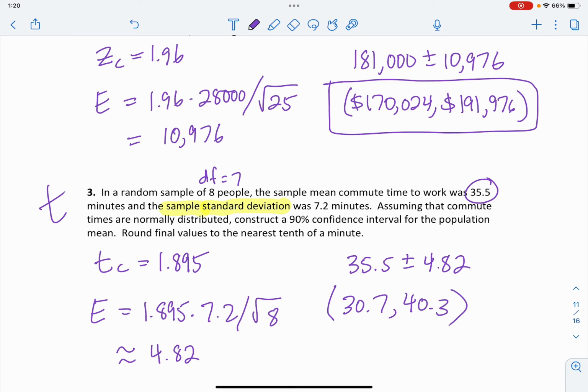Okay. And don't lose sight of the interpretation of these. We are 90% confident that the population mean, right, we're still capturing the population mean, is between 30.7 minutes and 40.3 minutes.